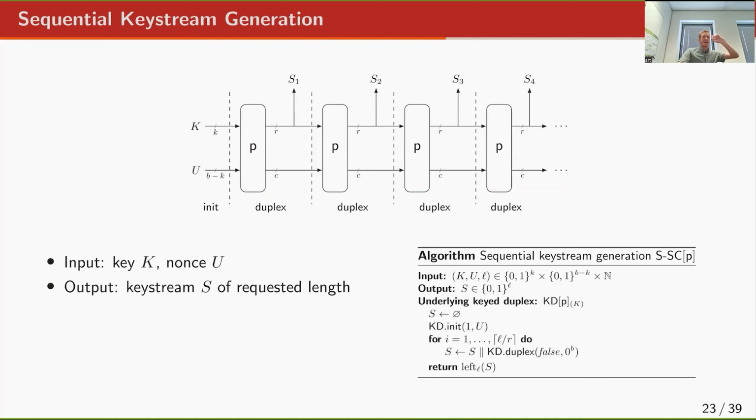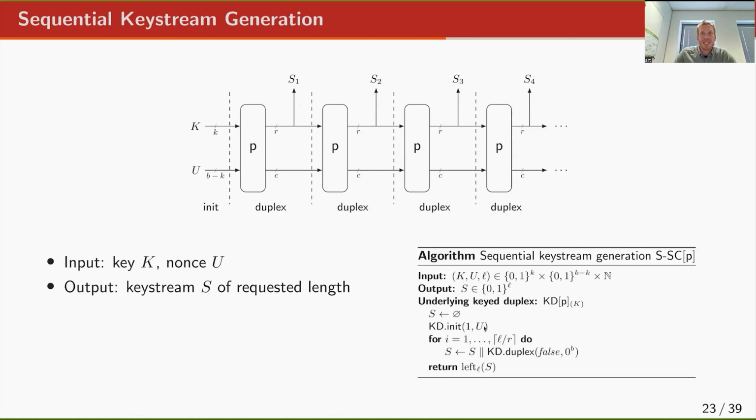You have a key, you have a nonce, you initialize the state with key and a nonce. If you need to encrypt a 5 gigabyte data, you squeeze until you have a key stream of 5 gigabyte, which is added to the plaintext to get the ciphertext. You can do this with the duplex. So this is a specific case of the keyed sponge, but you can also describe it with the duplex as you see in this picture.